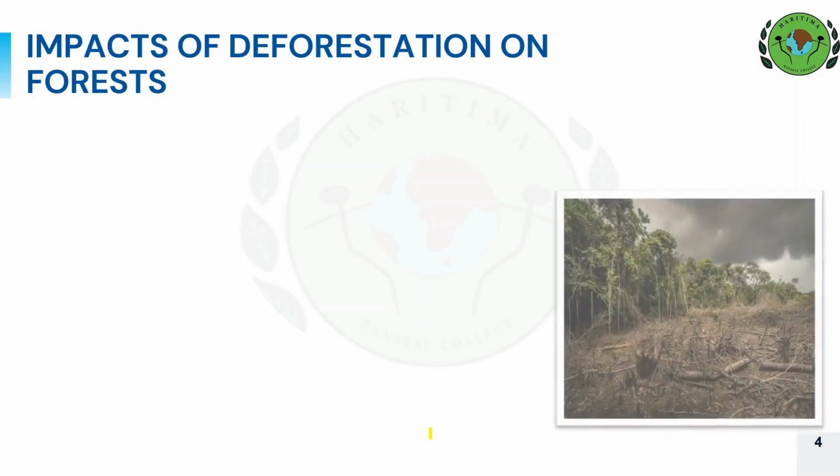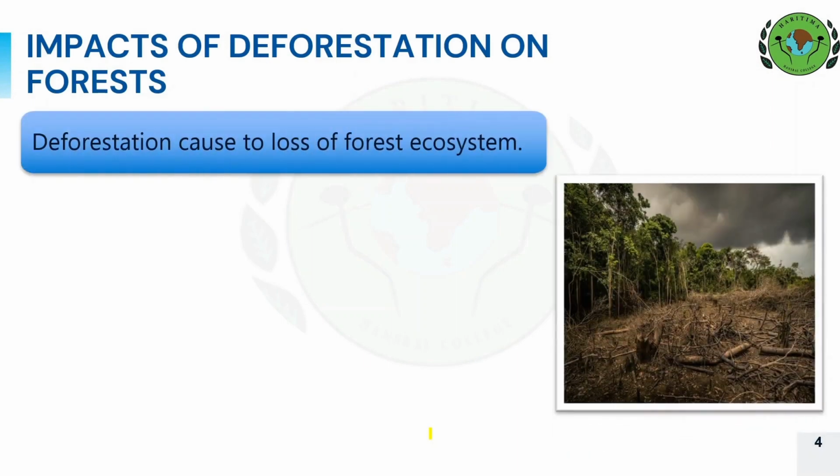Impact of deforestation on forest. Loss of trees disturbs food chain and food web, endangering and causing extinction of several animal species. For example, the red panda and orangutan, which are endangered, and Helena redwood, which is extinct in wild. Clearly, there is loss of forest ecosystem. Both flora and fauna are lost.